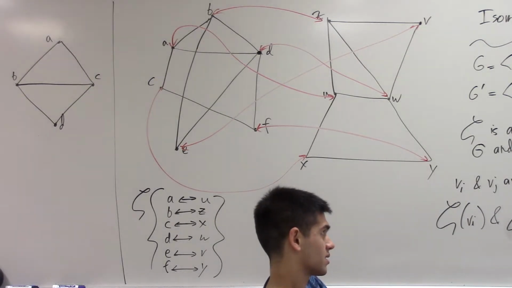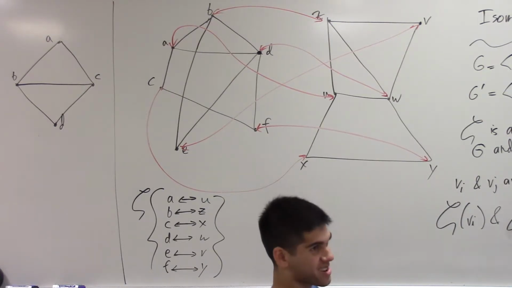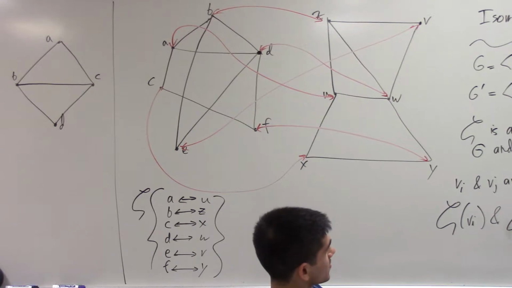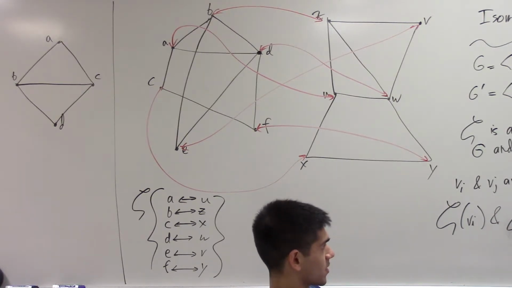Are we humans or are we computers? If we're humans, then just looking at it is going to be pretty good. What's one way in which you could just look at it and decide that they're not isomorphic? They have different numbers of vertices or edges. Okay, good.